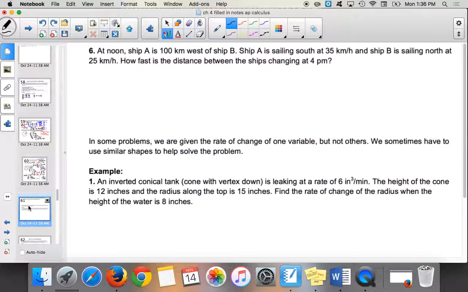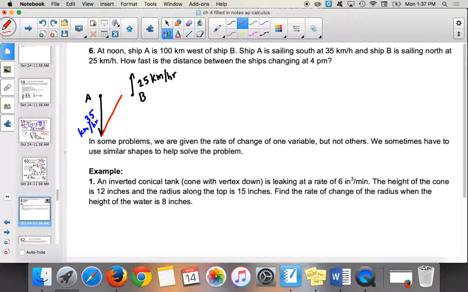All right, next up. This one's kind of a weird one, and it helps if you think about how to sketch this in the best way possible. So at noon, ship A is 100 kilometers west of ship B. So at 12 o'clock. So ship A is sailing south at 35 kilometers per hour. Oh, it's a bearing problem. Kind of. And ship B is sailing north at 25 kilometers per hour. Okay, it says, how fast is the distance between the ships changing 4 hours later, so at 4 o'clock.